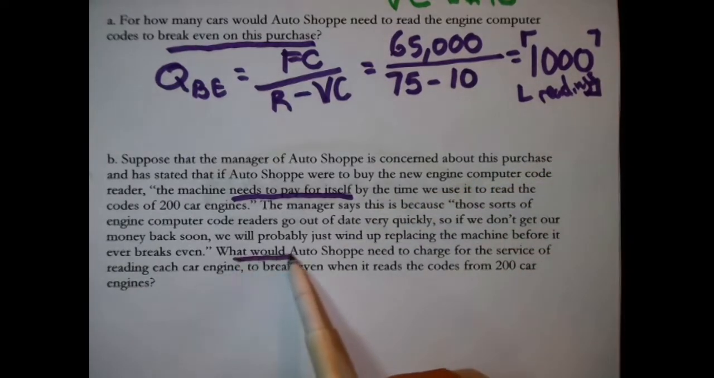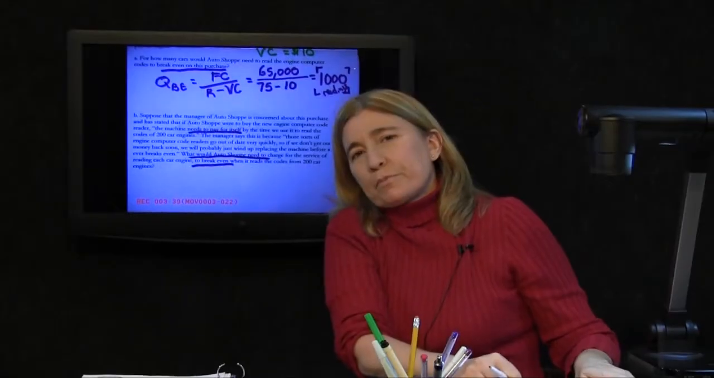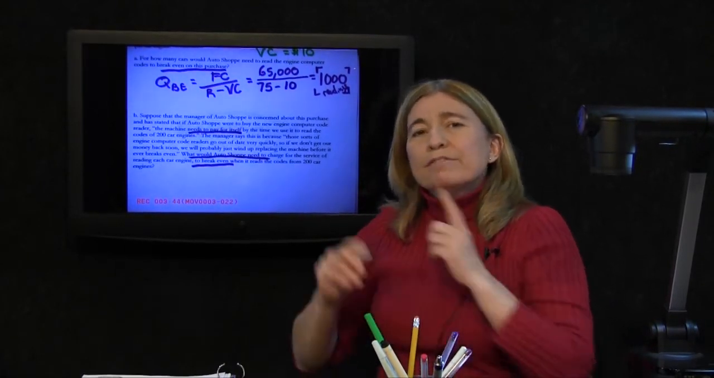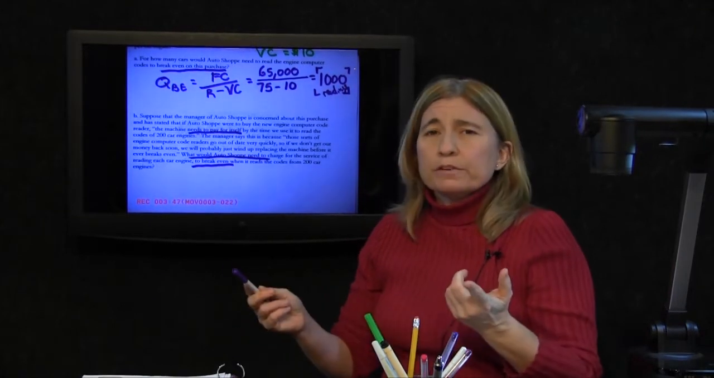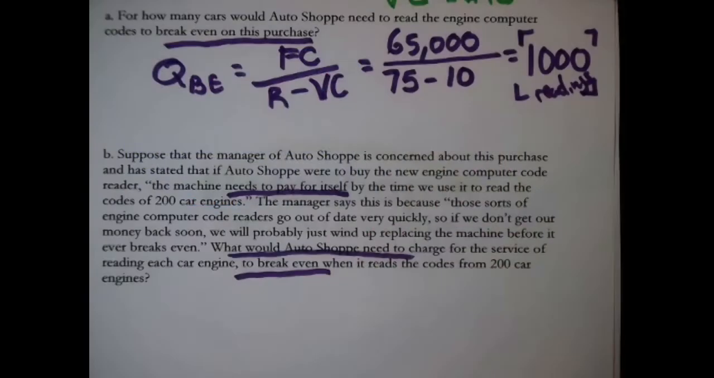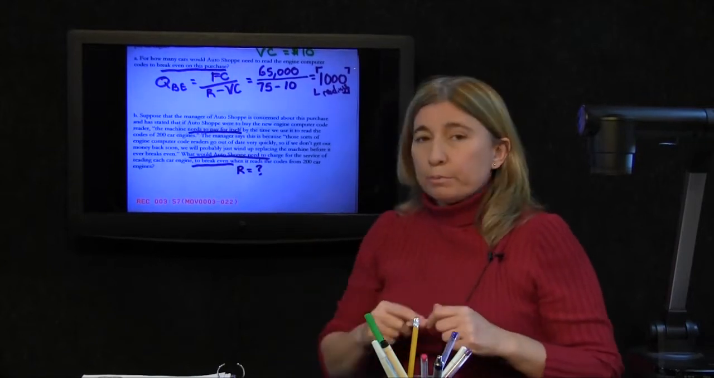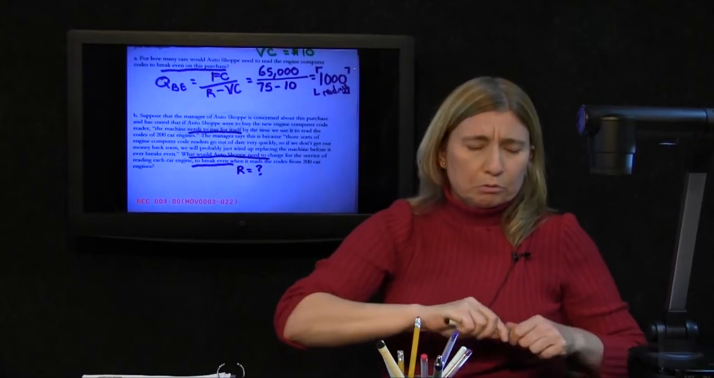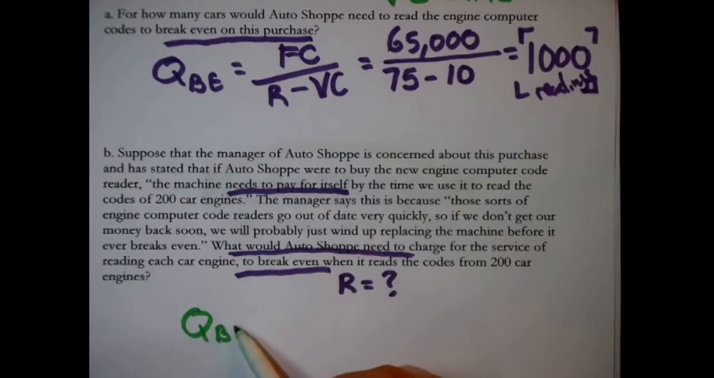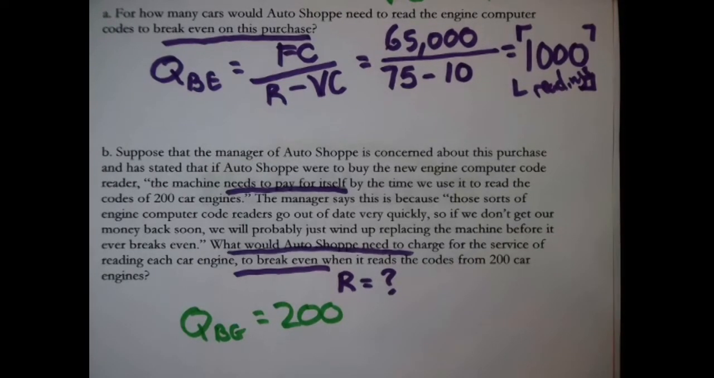What would they need to charge for the service in order to break even? This is a classic example of a question in which you have the answer that a formula gives you. What is it that we're looking for? How much should they charge? If we think about it, that's R, the revenue per computer code reading. So what we're saying here is that the quantity to break even is 200. It's got to break even by the time they read 200.